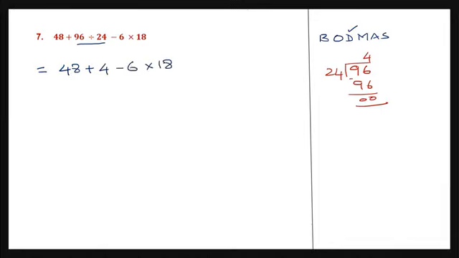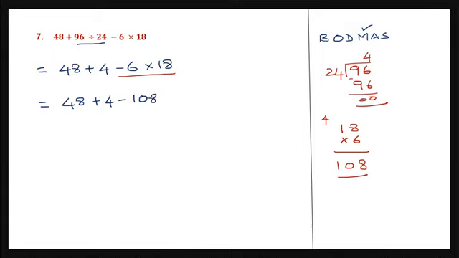Now we have different operations: addition, subtraction, and multiplication. Look at BODMAS. Which one should we do first now? We should do multiplication. That means minus 6 into 18 is what we have to do. So let's do 18 into 6. 6 eights are 48, carry 4. 6 ones are 6, plus 4 is 10, so 108. Let's write that down. So that is 48 plus 4 minus 108.